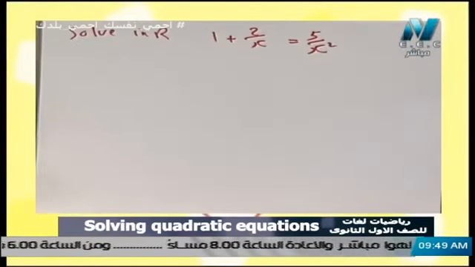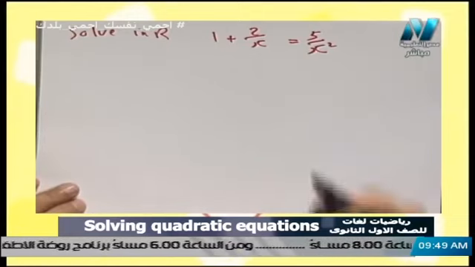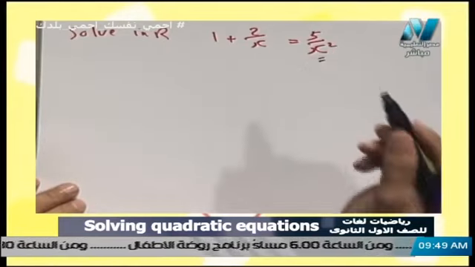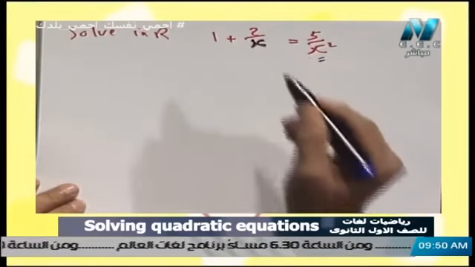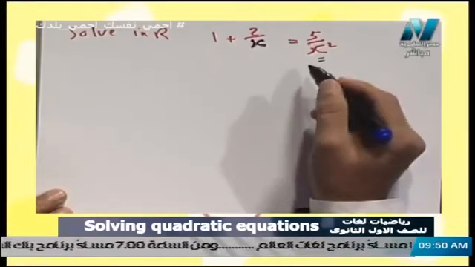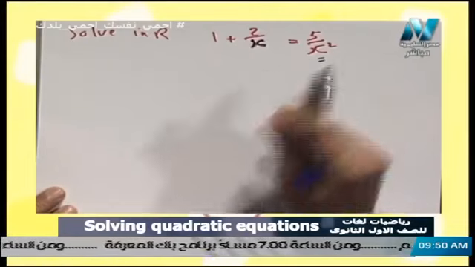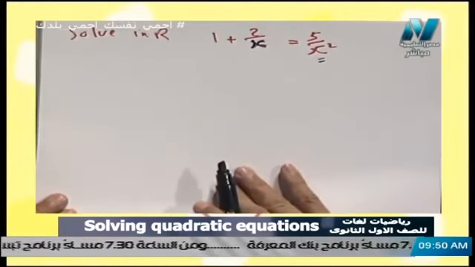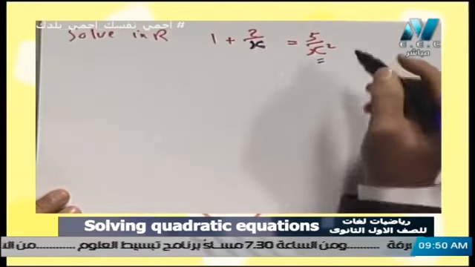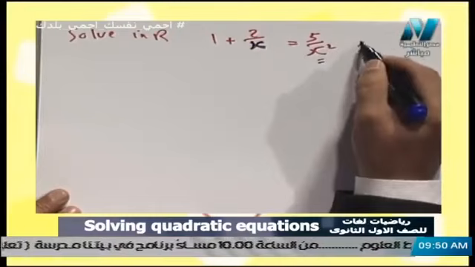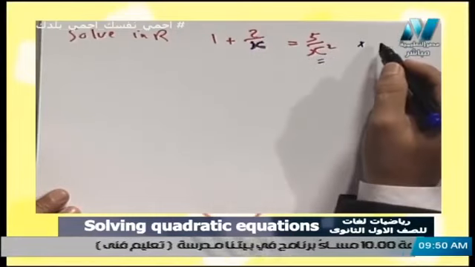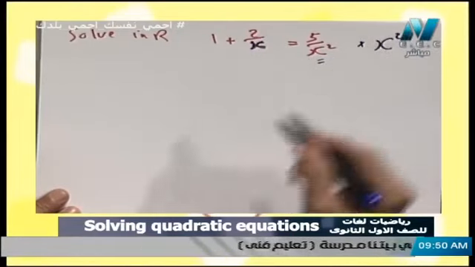We have here, in fact, two problems. The first one is x power 2 in the denominator, and the second one is x in the denominator also. And we want to omit them to find the general formula. To omit x power 2 and x, we multiply all this equation by x power 2.